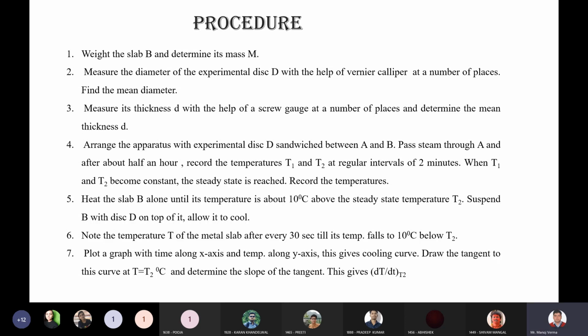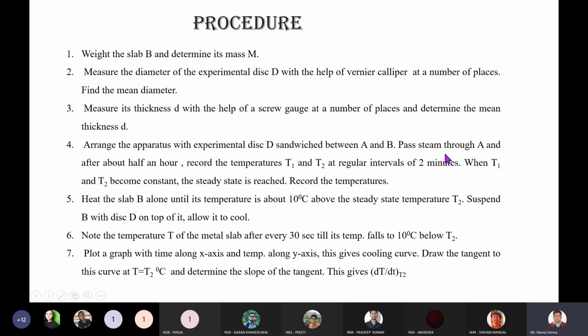Then after that, you have to hang the slab B, and you have to place your experimental disc D, the cardboard disc, onto this slab B, and then you have to place your slab A on the topmost, on the top. So you have to arrange this apparatus with the experimental disc D sandwiched between the A and B slabs.